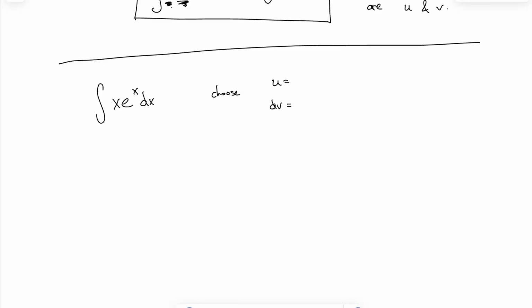And basically, you look at the original integral, you identify two things being multiplied together. One of those things is going to be the u, the other of those things is going to be the dv. And just because I know how to do it, I'm going to choose u to be x and dv to be e to the x dx. So when you make your choices, you always include the dx as part of the dv, just in order for this all to work out. So dx always goes in the dv, all right?